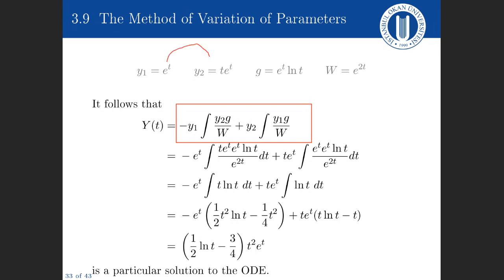Let's suppose we swapped y1 and y2. Then we're going to add a minus sign in W. We'll get minus minus is plus, and here we would get another minus. So you'd end up with exactly the same formula. So to answer the question, no, it doesn't matter which function you use for y1 and which function you use for y2.